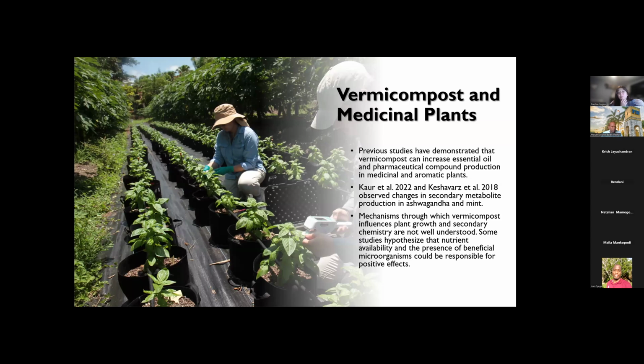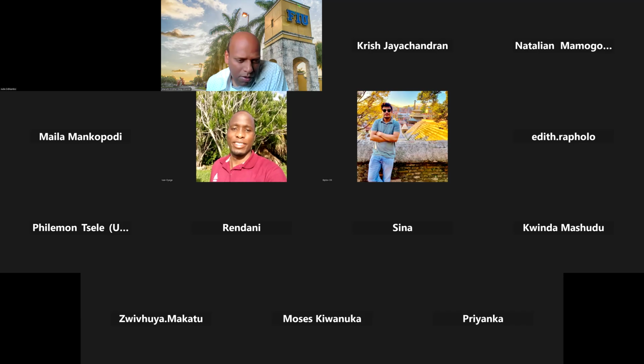Something else that's really relevant to this is that a lot of the times when you add vermicompost, exudates in microorganisms can also trigger defense mechanisms in plants, even though the plant is not actually being stressed. The plant does believe that it's being stressed, and that's why secondary metabolite production increases as well.